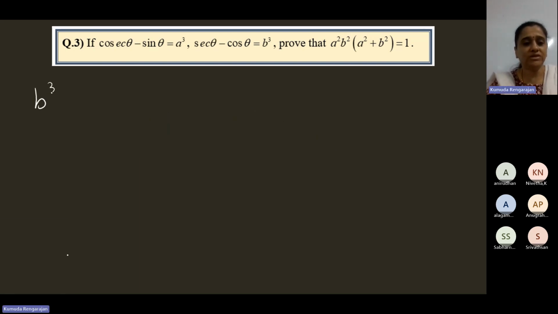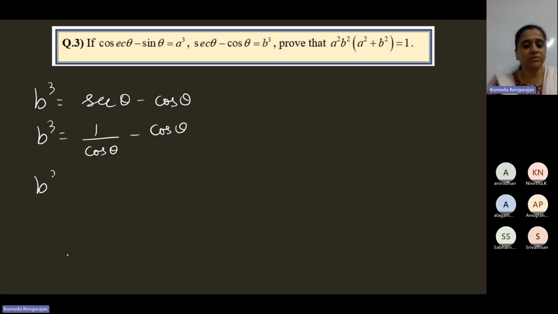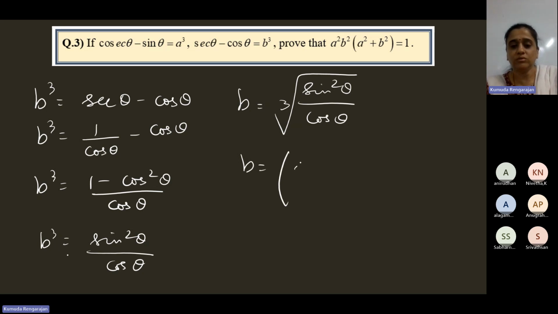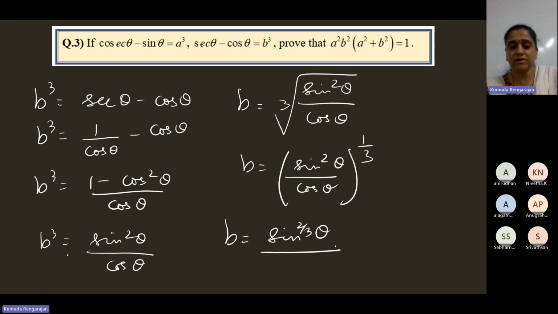All right, back to this one. B cubed is equal to secant theta minus cos theta. So B cubed is equal to, what is secant theta? 1 by cos theta minus cos theta. B cubed is equal to 1 minus cos square theta by cos theta. B cubed is equal to sine square theta by cos theta. So B is equal to cube root of sine square theta by cos theta. B is equal to sine square theta by cos theta, the whole power 1 by 3. B is equal to sine theta to the power 2 into 1 by 3 is 2 by 3, divided by, here there is 1, 1 into 1 by 3 is 1 by 3, cos theta to the power 1 by 3. So like this you must bring out the expressions for A and B.